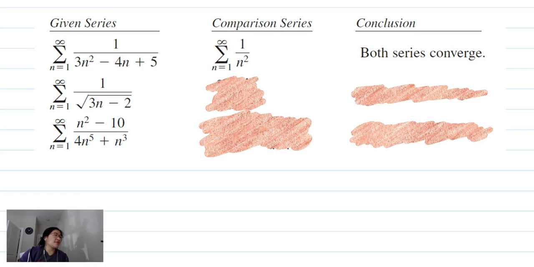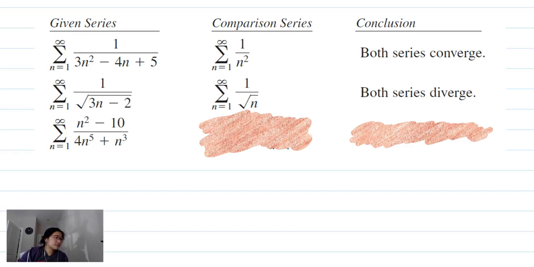What are you going to compare this one to? Probably 1 over root n. Yeah, and that's a p-series also, so both of these are going to diverge.